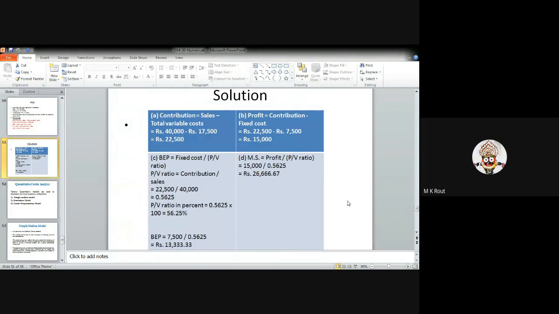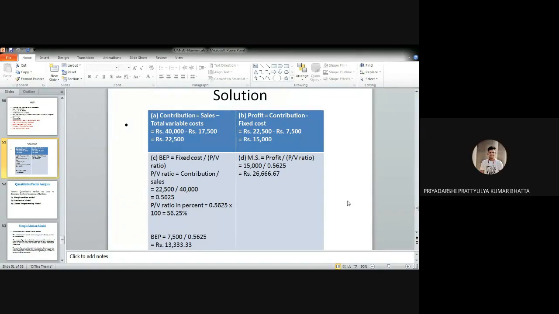You can use the break-even formula as given in the previous slide, that equals fixed cost divided by PV ratio. So we have to first calculate the PV ratio, that equals contribution divided by sales. We have already found the contribution, 22,500, and sales is given as 40,000. That equals 0.5625. Is it clear? Yes, sir. If you convert this into percentage, that is 56.25% as the profit volume ratio. Is it clear? Yes, sir.